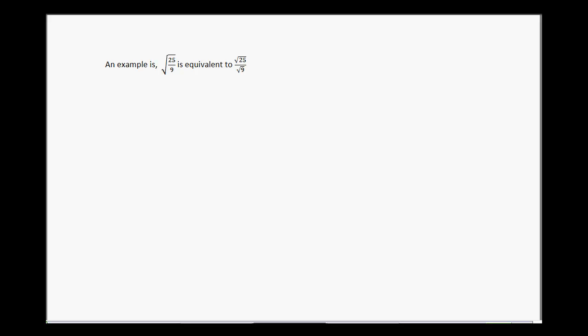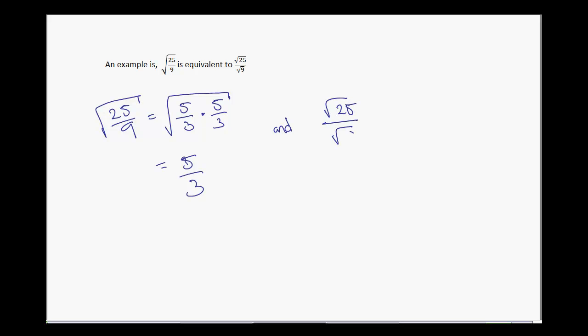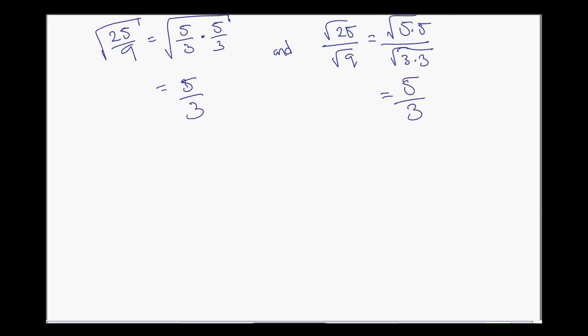Square root of 25 divided by 9 is equivalent to the square root of 25 divided by the square root of 9. So let's look. Square root of 25 divided by 9 equals the square root of 5 over 3 times 5 over 3. Right? Well, that's just saying 5 over 3. And the square root of 25 divided by the square root of 9 is just the square root of 5 times 5 over the square root of 3 times 3, which is just 5 divided by 3. And we have the same, proving the division property rule.